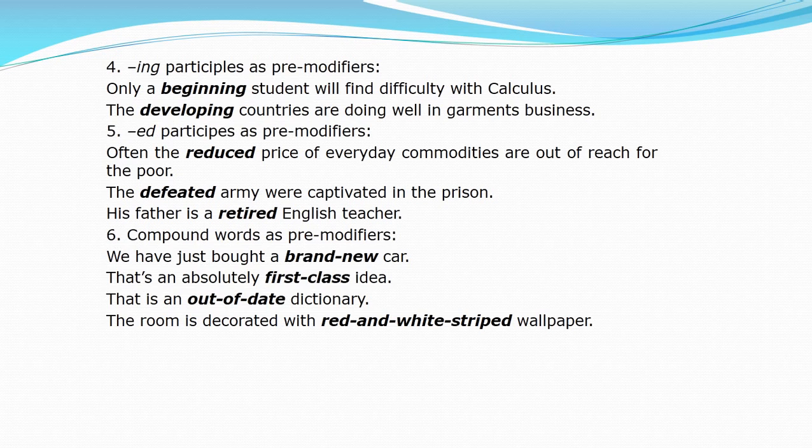5. Past participle as pre-modifier. Often the reduced price of everyday commodities is out of reach for the poor. Reduced price. Reduce is a verb, and at the same time it has been used as an adjective here. Reduced price. It doesn't mean that he has reduced the price. Here the word has a different meaning from the verb reduce. Reduced has been used as an adjective, and it has modified the word price.